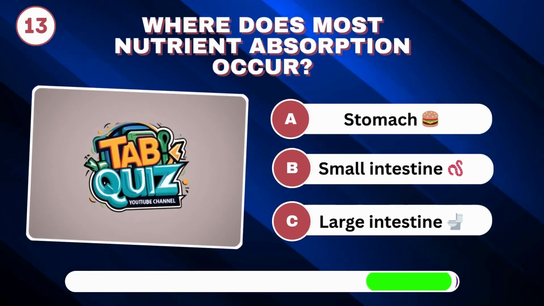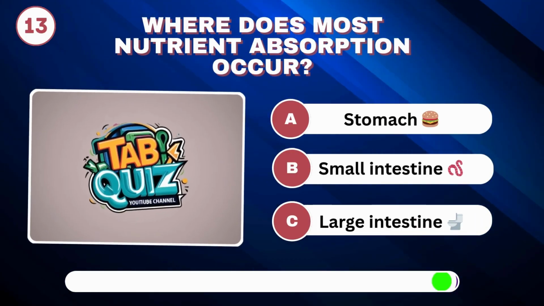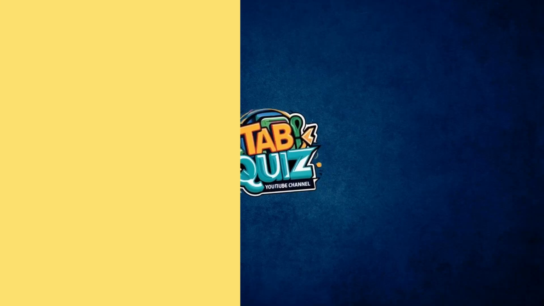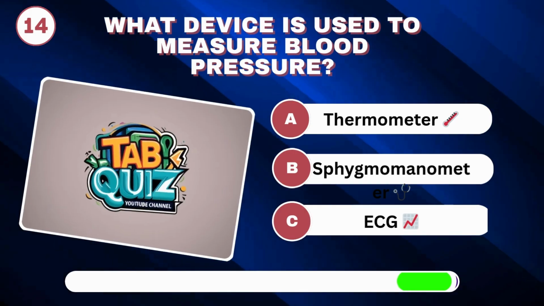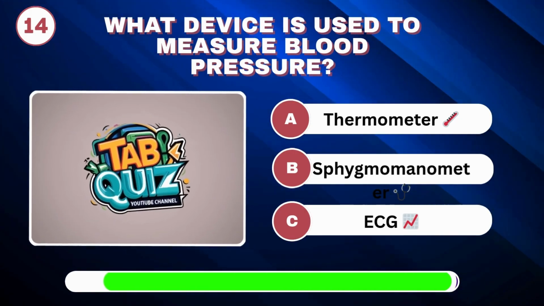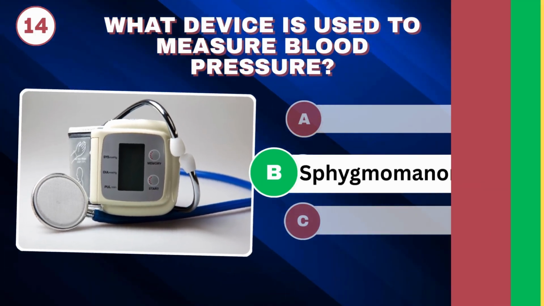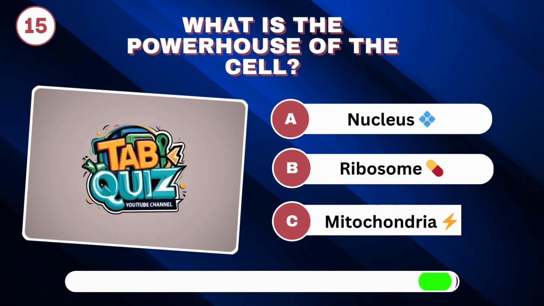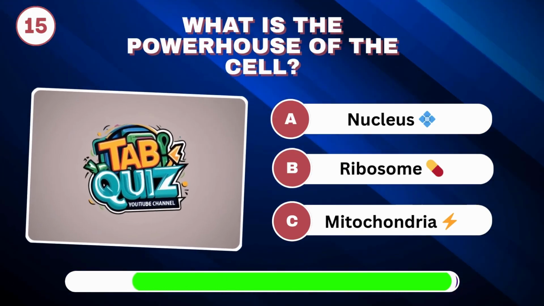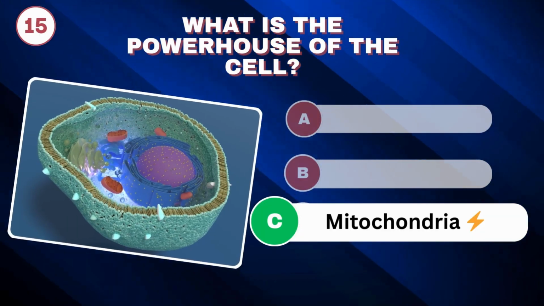13. Where does most nutrient absorption occur? B. Small intestine. 14. What device is used to measure blood pressure? B. The sphygmomanometer. 15. What is the powerhouse of the cell? C. Mitochondria.